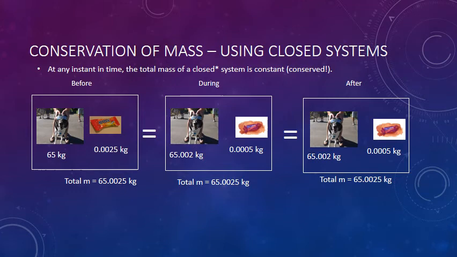So the mass of the Haichu candy got added to my dog, but the total mass of the system stayed the same. So throughout the change that occurred, the total mass is still 65.0025 kilograms.